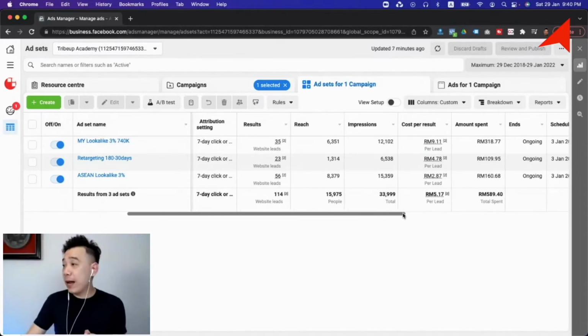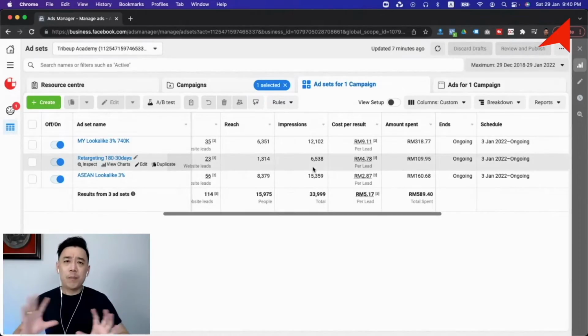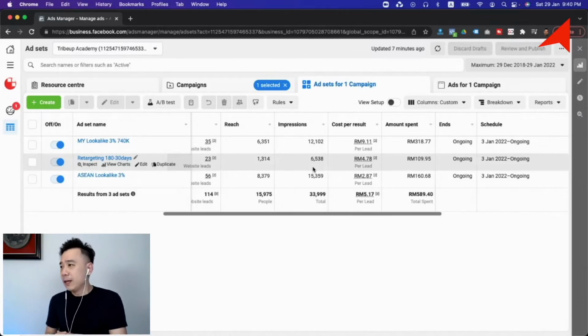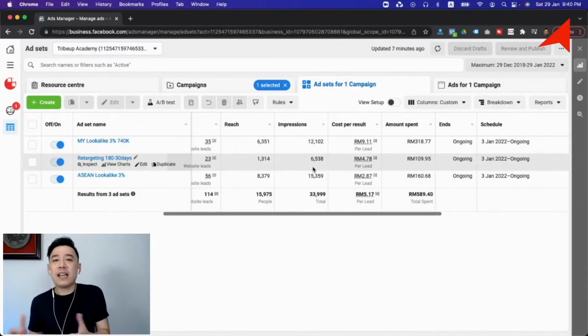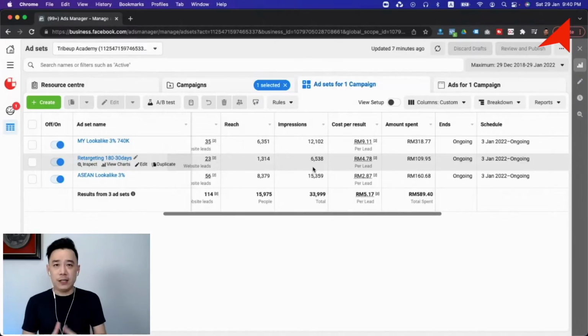Now, the next one that we have here is the reach and impression. If you find this confusing between reach and impression, the simple explanation is reach is the number of people that you have reached with your advertisement. And impressions is, together, these people that you have reached, how many times they have seen your advertisement. So in between is the frequency. So reach times frequency will be the impression.